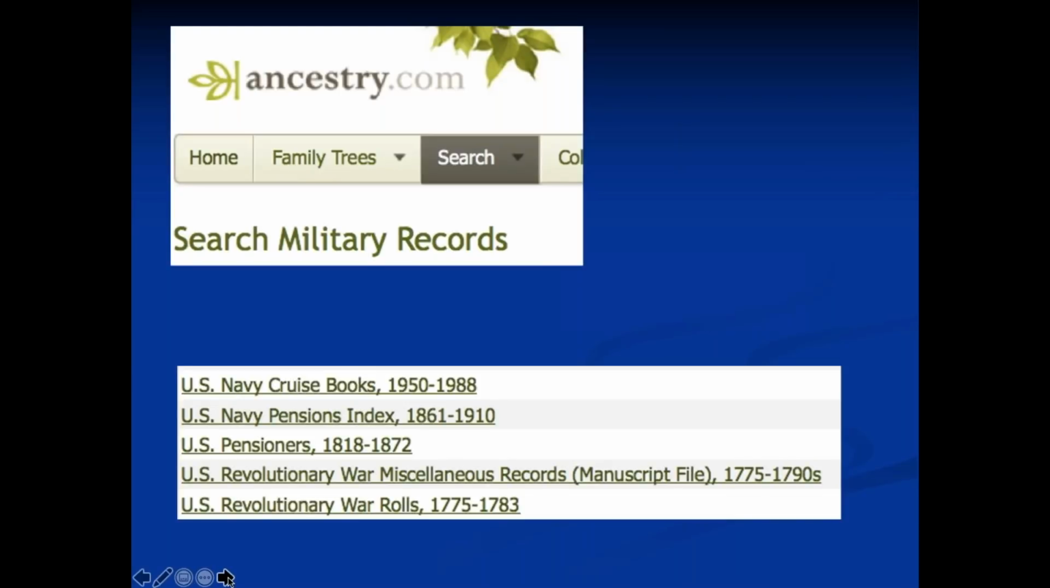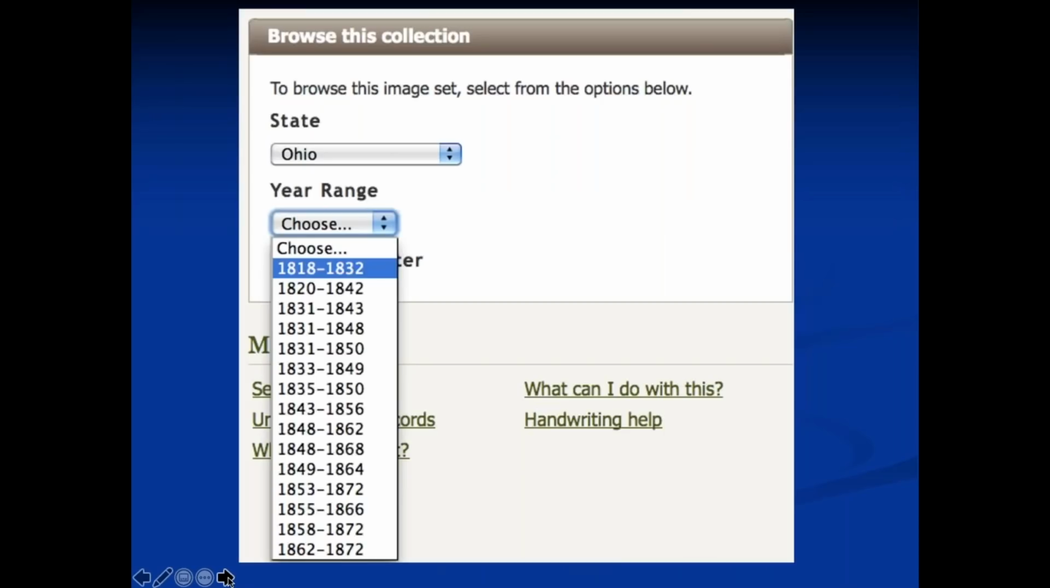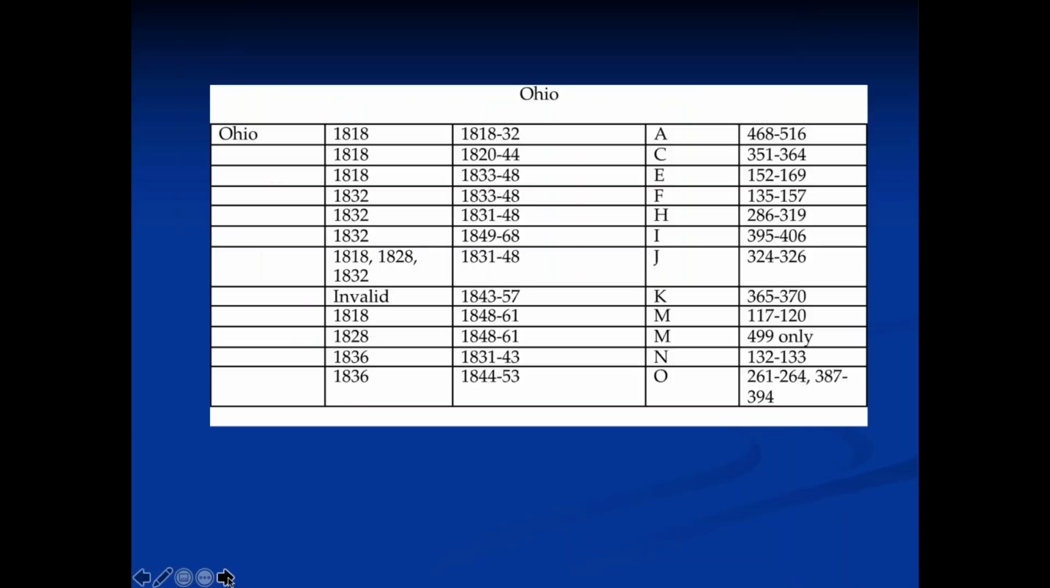So you see here on Ancestry, you can see down here the list, US pensioners 1818 to 1872. These are actually the pension ledgers. The search screen looks like this. You can either do it by name or you can browse a location. You start with a state and then a year. I like to browse personally because I don't trust Ancestry indexing. It's just me.